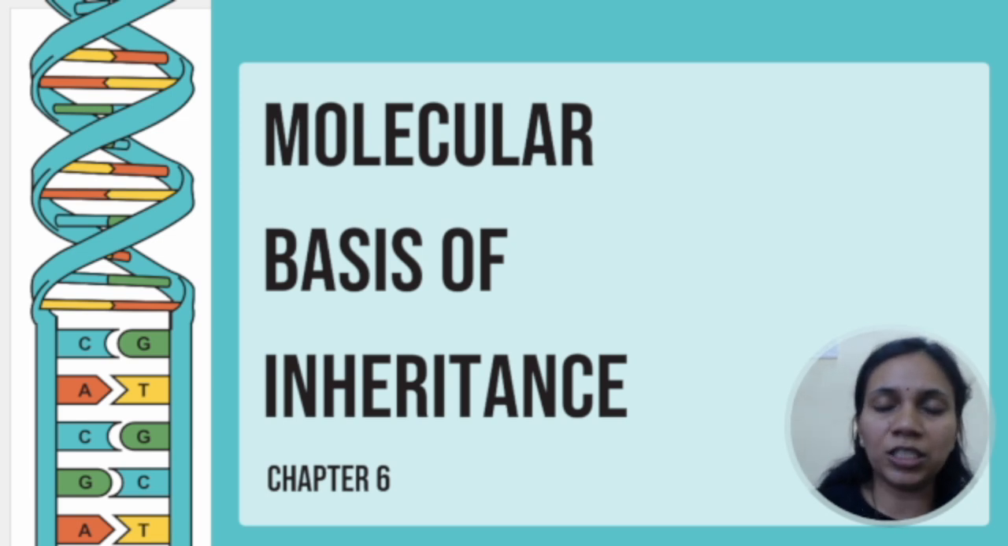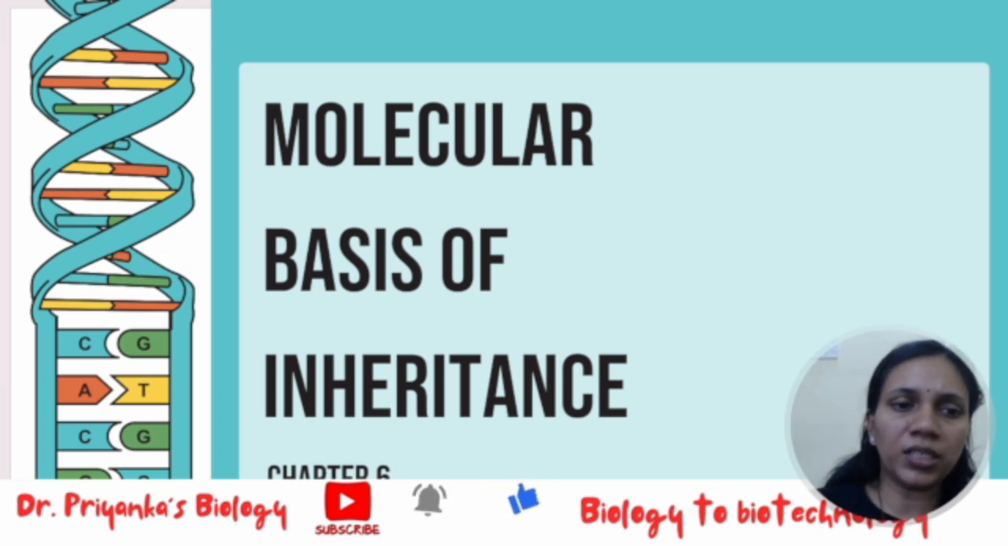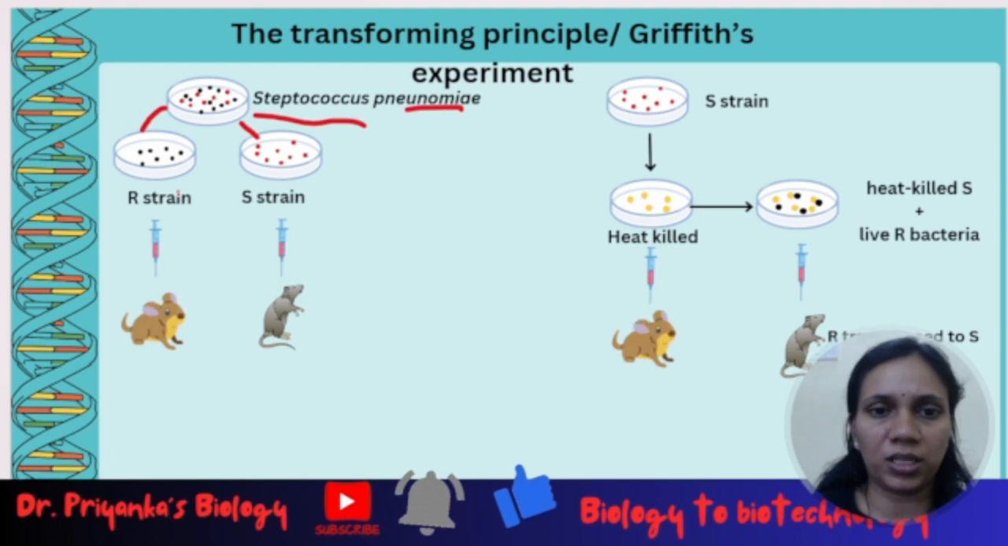A British scientist called Frederick Griffith was working on Streptococcus pneumoniae. He was actually working towards the development of a vaccine for Streptococcus pneumoniae, which was the causative agent for pneumonia. So he said, okay, I have to start working towards this development of a vaccine now.